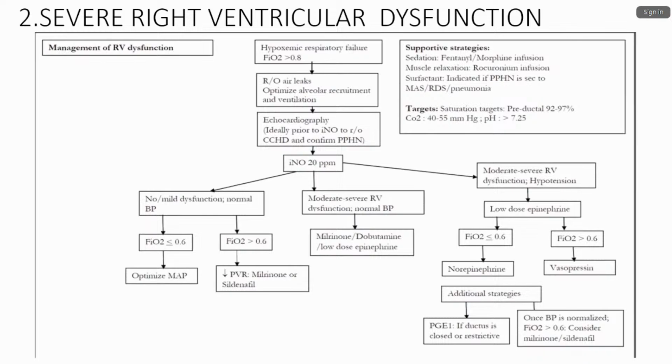With that also, if it's not improving and the FiO2 requirement is more than 60, generally we prefer vasopressin over norepinephrine because there are limited studies which tell how much norepinephrine decreases the pulmonary vascular resistance. Apart from that, if the duct is closed with restrictive right ventricle dysfunction, we can give PGE1, and once the hypotension is resolved, if FiO2 is still more than 60, we can consider adding milrinone.